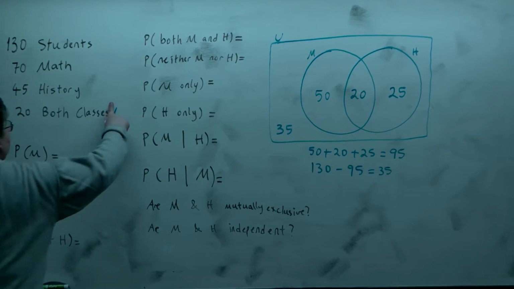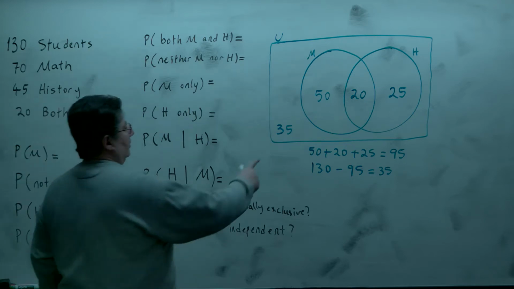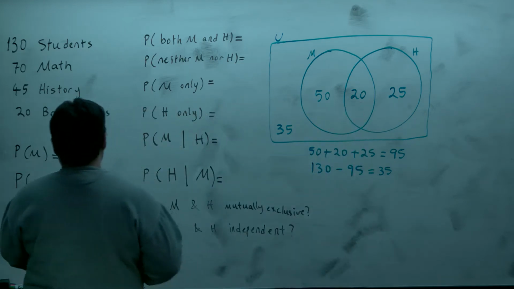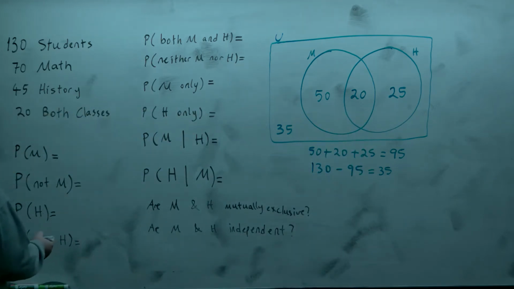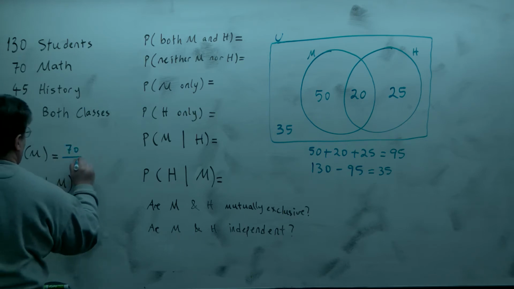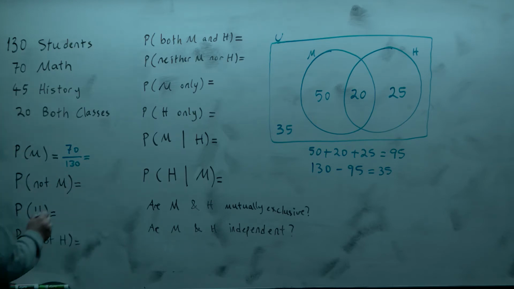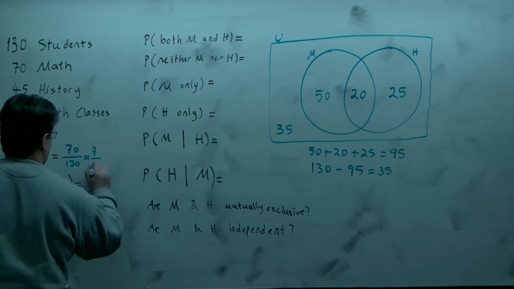So, question number 1. What is the probability that a randomly selected student takes mathematics? That is 50 plus 20, 70 divided by 130. And if you simplify this, you get 7 divided by 13.